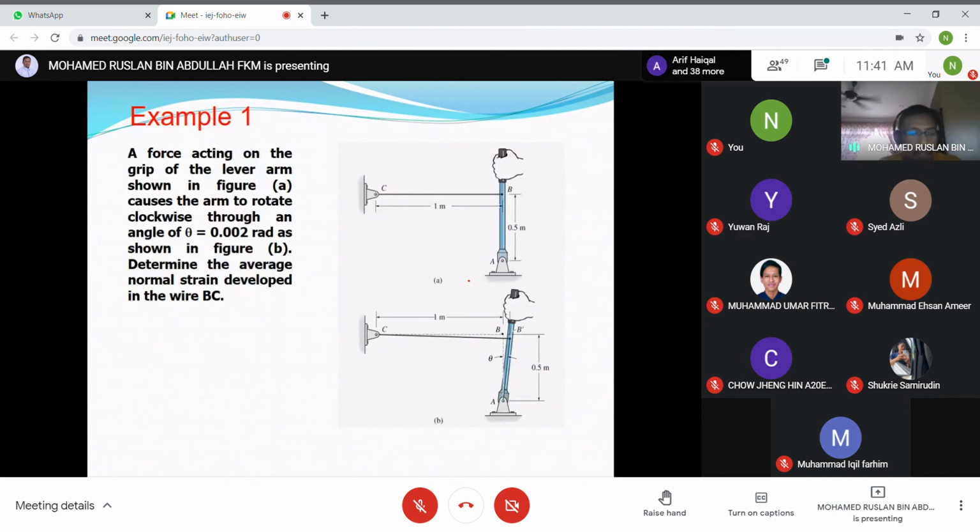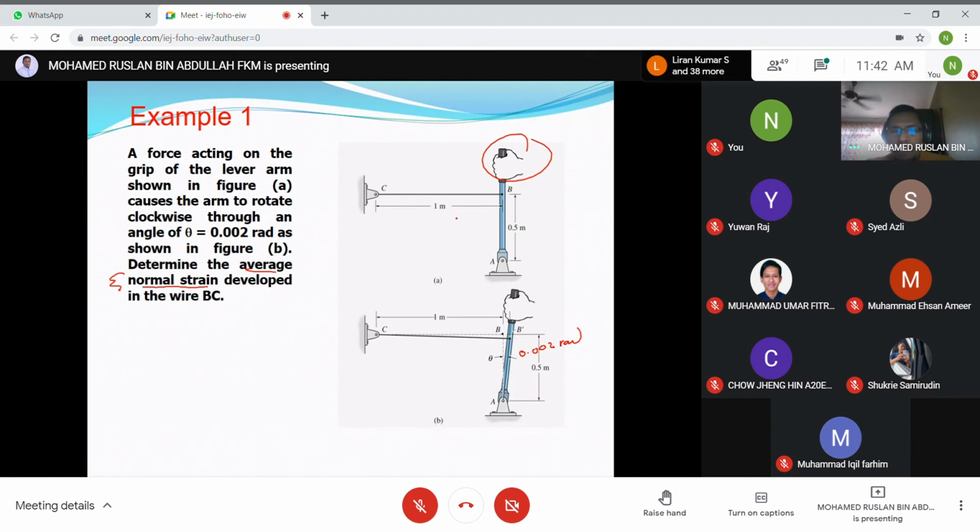Okay, so we go to the first example. This is about the average normal strain, epsilon. A force acting on the grips of the lever arm shown in figure A causes the arm to rotate clockwise through an angle of theta equal to 0.02 radian, as shown in figure B. Determine the average normal strain developed in the wire BC.